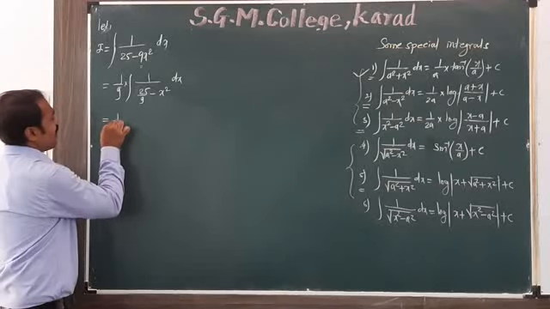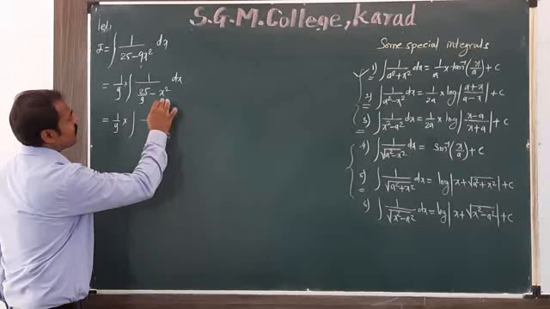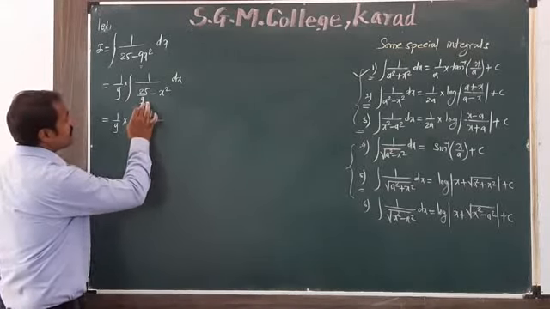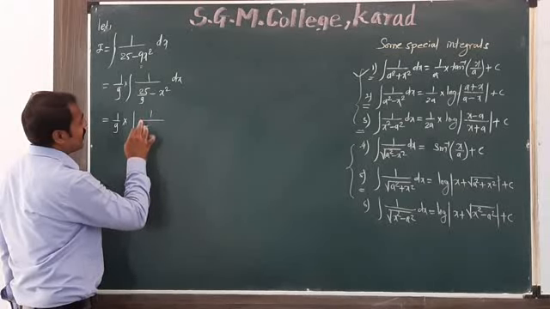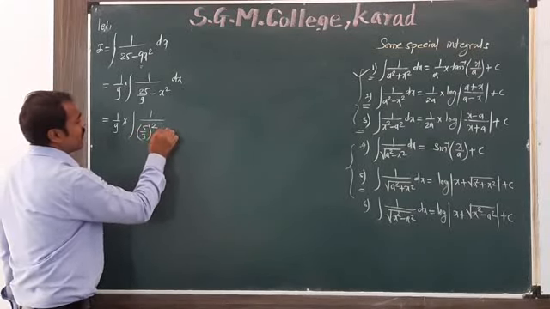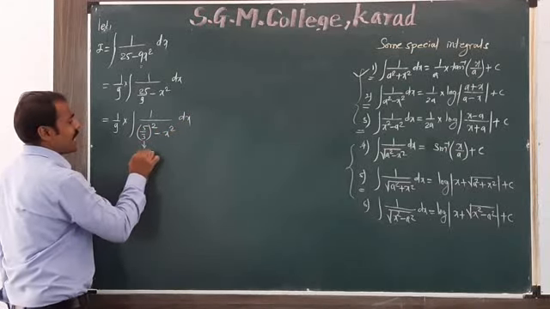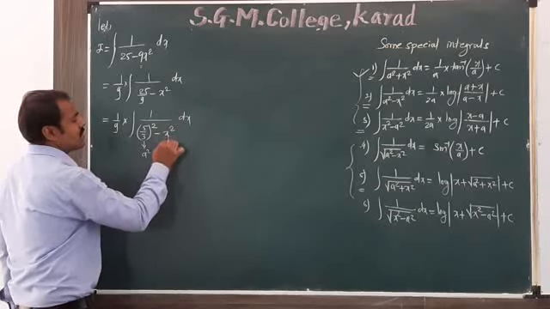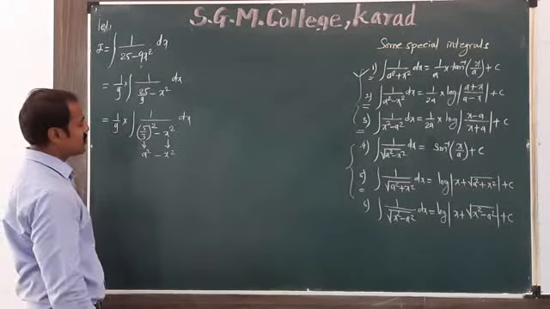Now 1 upon 9 as it is into integration of, here is one term of variable square, I can write the other as a constant square. 25 is the square of 5 and 9 is the square of 3, so I can write this as 5 by 3 square minus x square dx. Now it looks like a square minus x square. Here is the constant term, so I can write this as a square minus x square.